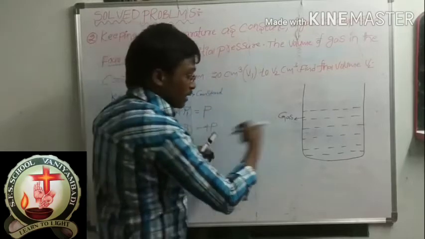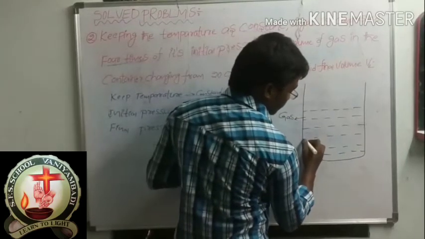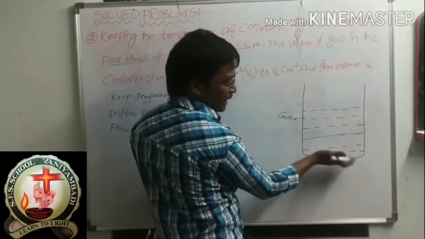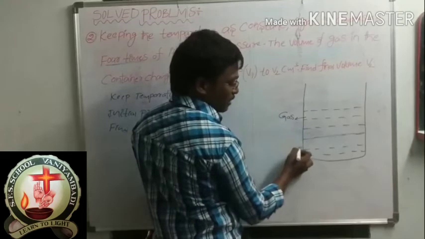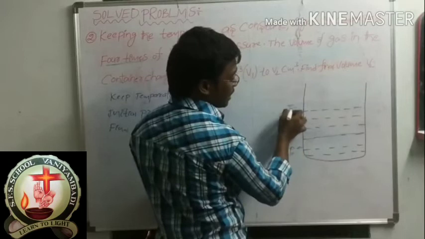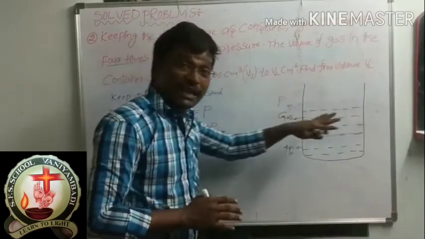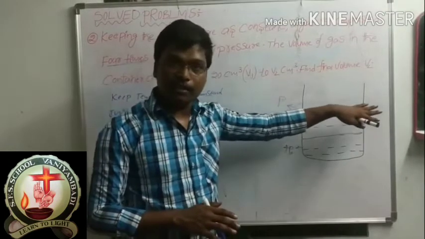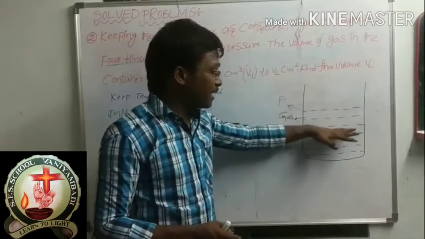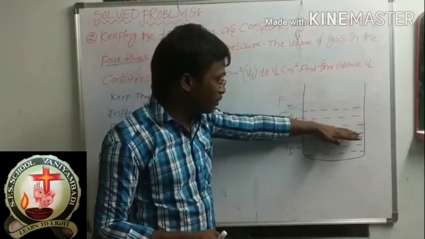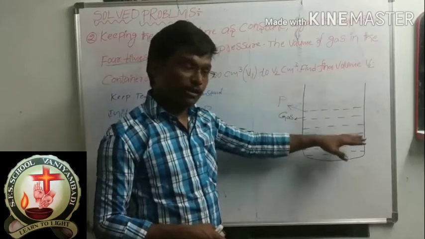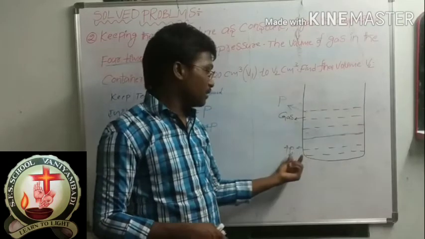After compressing 4 times, the liquid is reached at this level. At this stage, what is the pressure? 4P. At this initial stage, what is the pressure? P. Initially, the pressure of the gas is P. But whenever you compress, this liquid will move down. Correct. So the liquid moves downside. So when the liquid moves downside, what is the pressure?